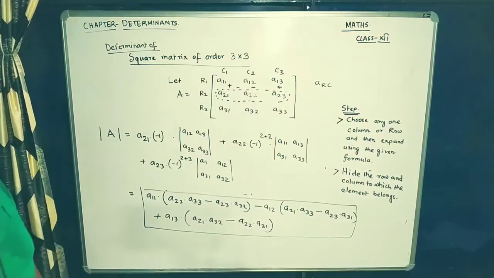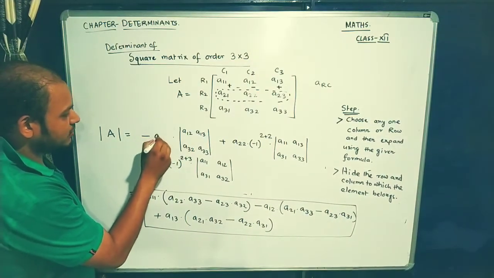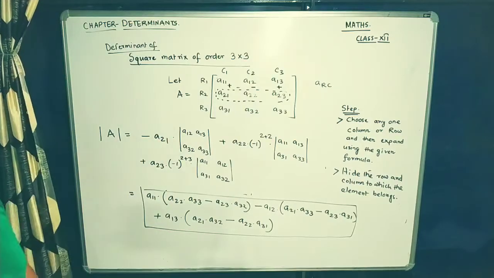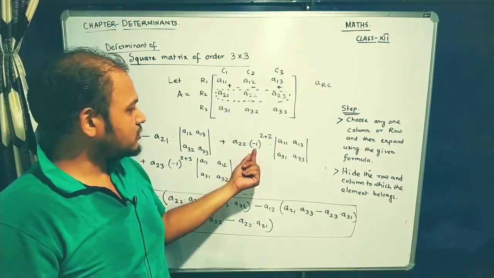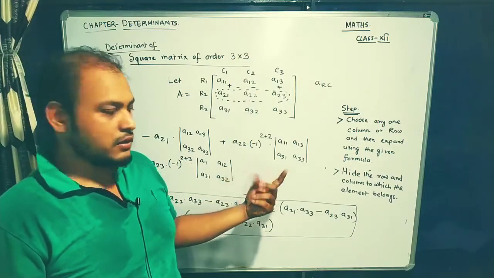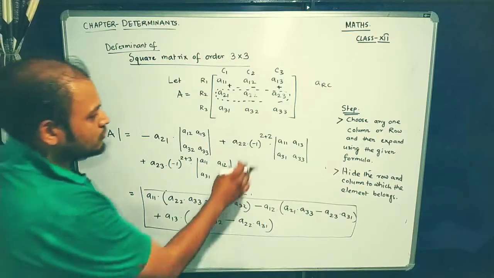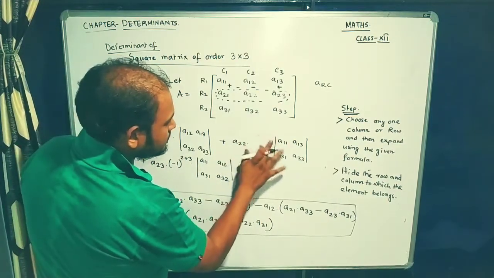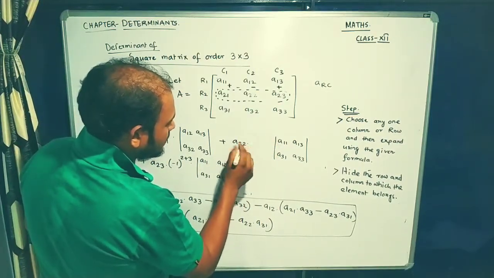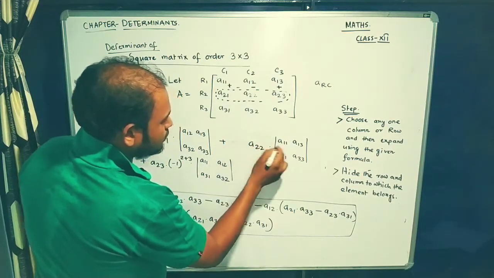So here you have a minus 1, or you can just rub it out and place a minus sign here. Right? Here also you see it is minus 1 to the power 2 plus 2. So 2 plus 2 is 4. That is an even number. So minus 1 to the power even number is 1. So you may or may not write it here. It does not matter. It is plus 1. So it is nothing but plus A22 into this.